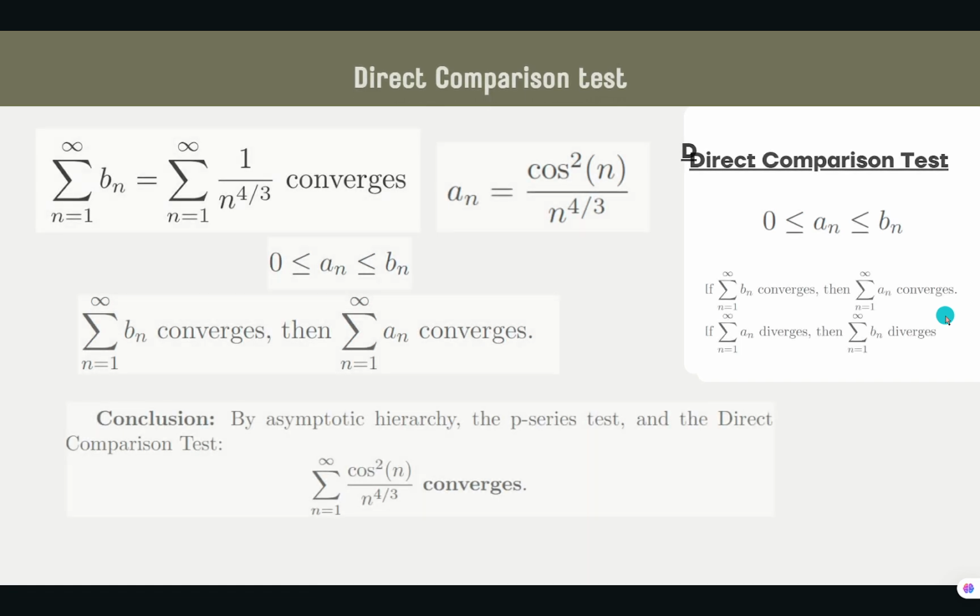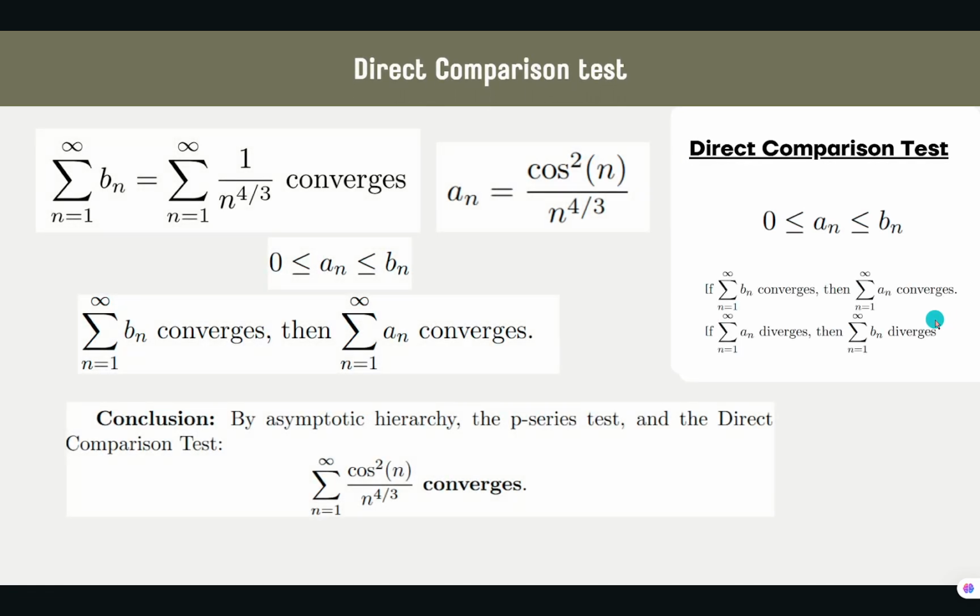Now, using the direct comparison test and putting it all together, we know that b_n, or 1 over n^(4/3), converges, and our a_n is cos squared n over n^(4/3). And since 0 is less than or equal to a_n, and it is less than or equal to b_n, since b_n converges, then a_n also converges. Therefore, by asymptotic hierarchy, the p-series test, and the direct comparison test, the sum from n equals 2 to infinity of cosine squared of n divided by the cube root of n to the fourth power converges.